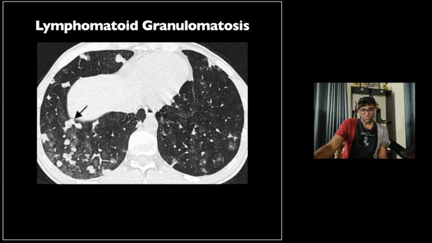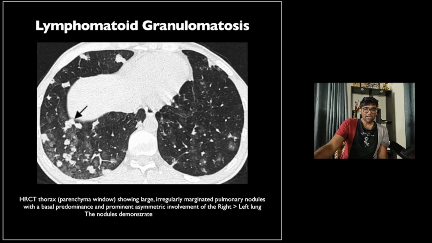So in lymphomatoid granulomatosis, we have, as you can see in this particular case, multiple large irregularly marginated pulmonary nodules with a basal predominance and prominent asymmetry. So again, the asymmetry is very odd for GPA. These nodules demonstrate two imaging findings. One is some of the nodules are coalescent, that is, they are undergoing conglomeration, and some of them are GGOs.